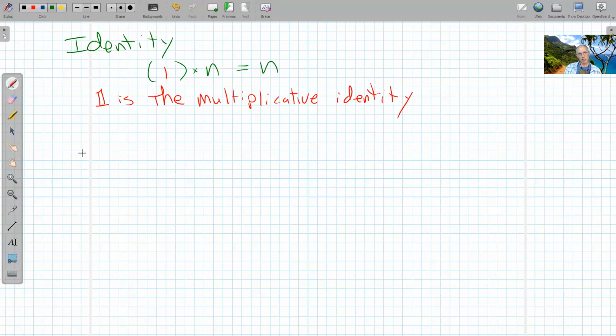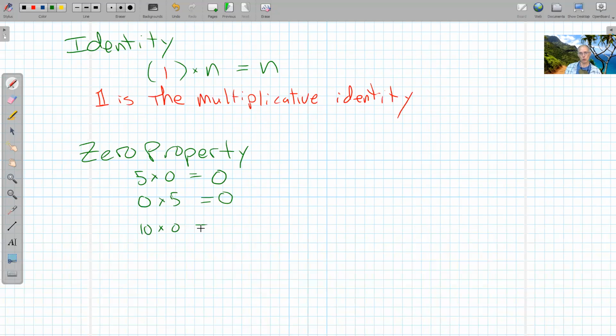Another property for multiplication is the zero property. So if I have 5 groups of 0, I still have 0. Or if I have 0 groups of 5, there's no groups of 5, so you still have 0. No matter what number you multiply by 0 in either order, you always get 0. So any number times 0 is 0.